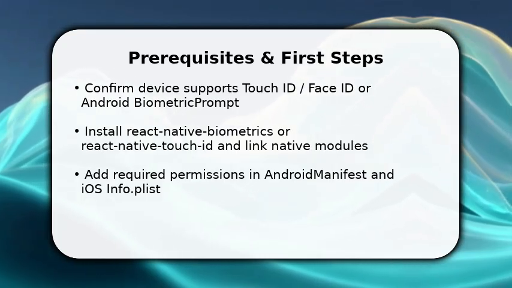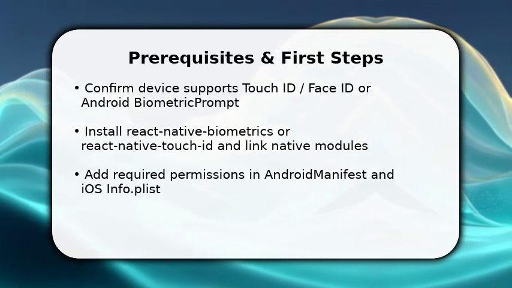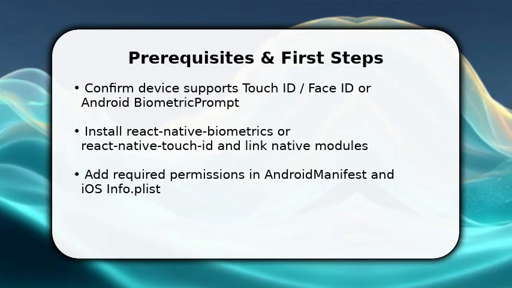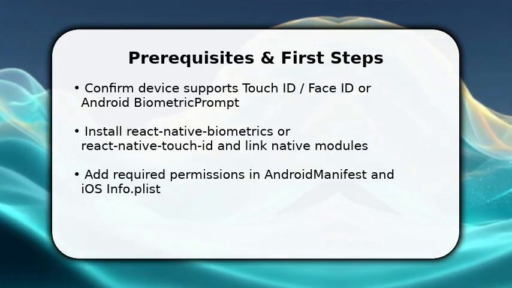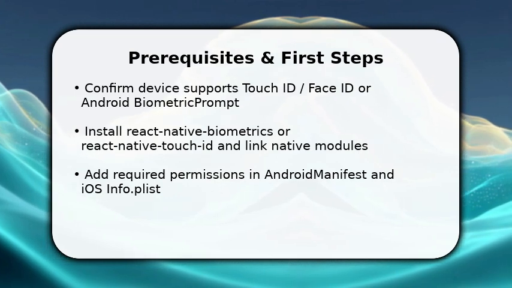Next, add the privacy strings to Info.plist and the USE_BIOMETRIC permission to the Android manifest, then run a clean build. Make sure to toggle biometrics in device settings to test. These steps prevent runtime missing permission errors.